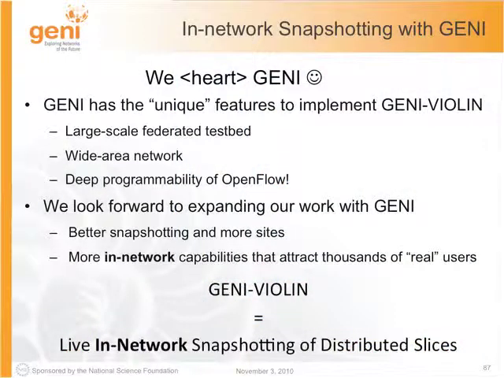There are 3 features that I want to highlight: the large-scale testbed, wide area network connecting sites that are across the US, and the deep programmability of OpenFlow. This is the most important feature that we needed, and without that, GENI-VIOLIN wouldn't be possible. And we look forward to working with GENI. We're already working on better snapshotting implementation and maybe expand to more sites.